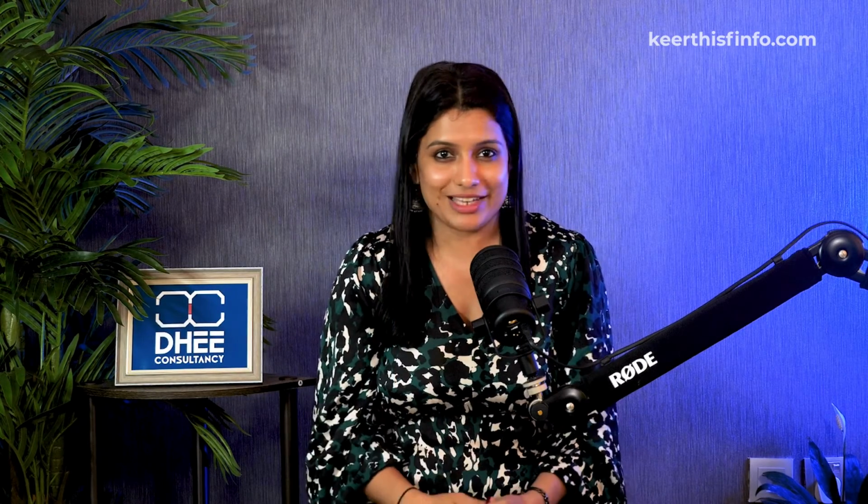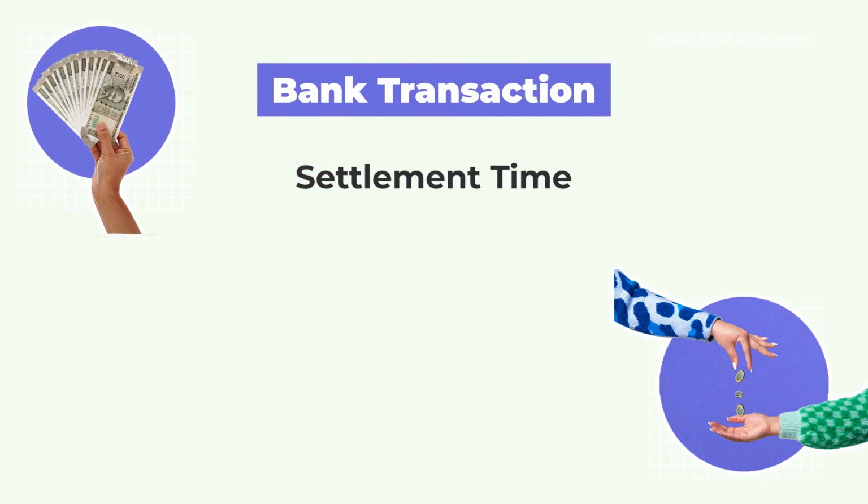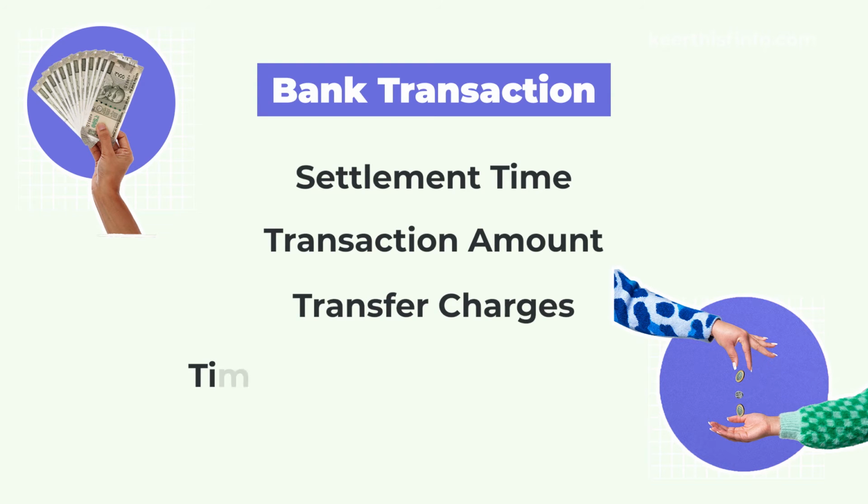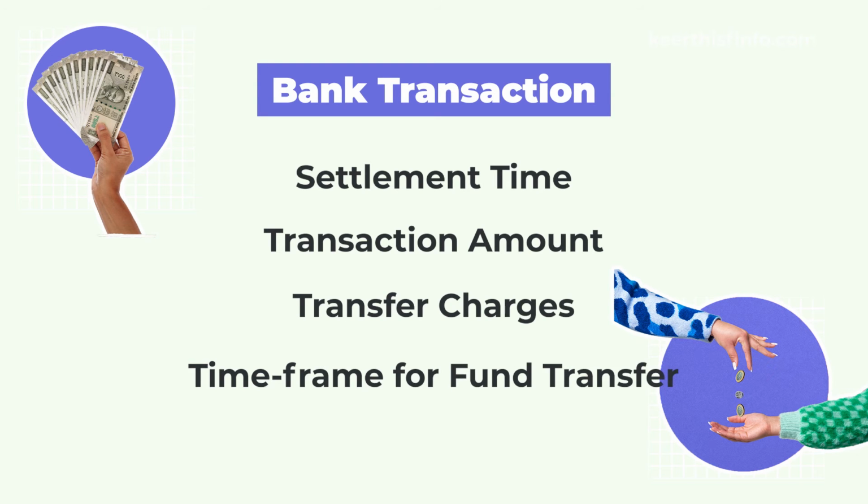So to summarize, NRIs, you really need to think about these four important factors when you are initiating banking transactions. One, settlement time. Second, the amount which you want to send. Third, its charges. And finally, the time at which you really want the money to be transferred. NEFT, RTGS or IMPS, they all have their own advantages and disadvantages. You have to tailor it according to your requirement or the goal.